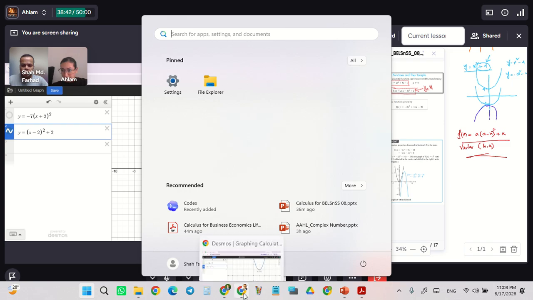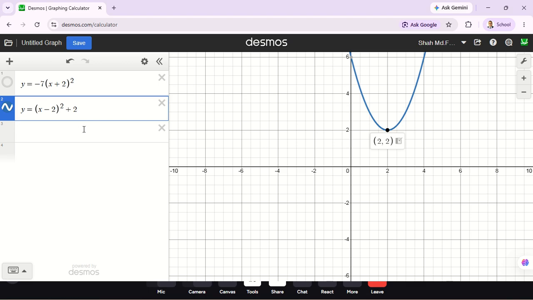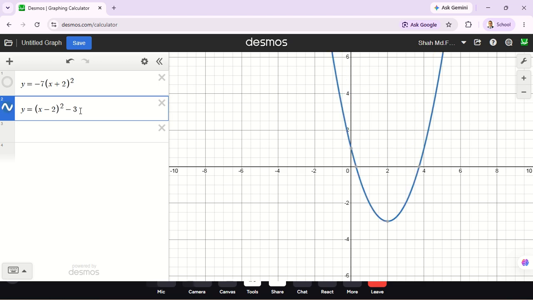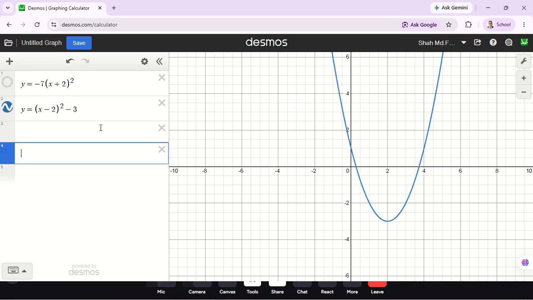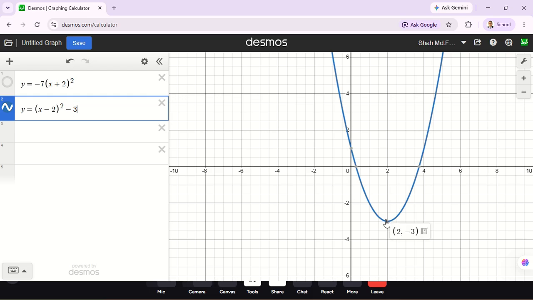Because of the equation here, if we change the equation, then what happens here? If we put here negative 3, so what will be the coordinates of the vertex point of this graph? 2, 3. Is it 3? No, negative 3. It's just under the x-axis.